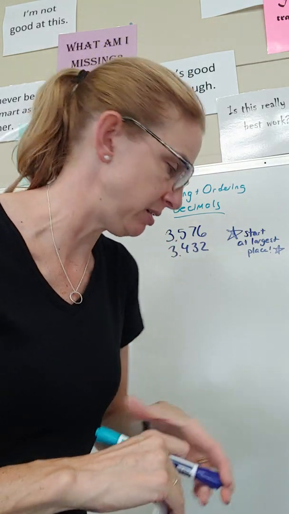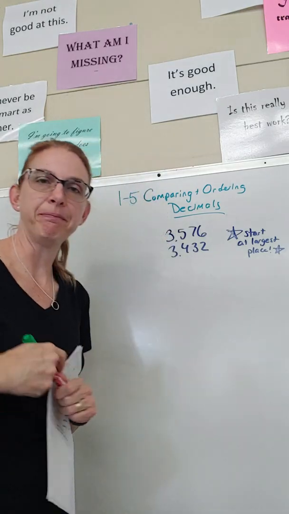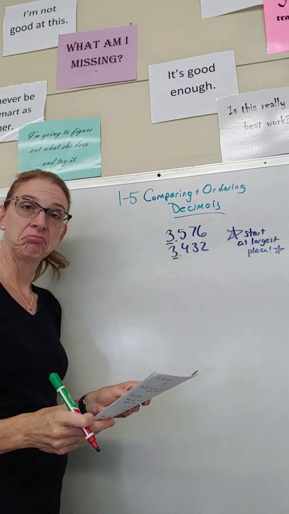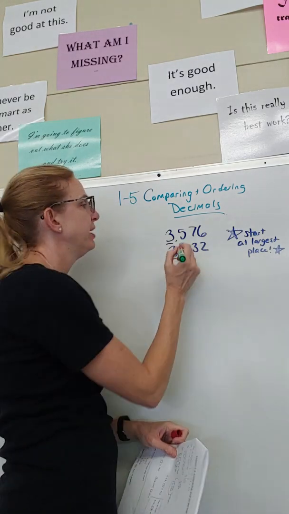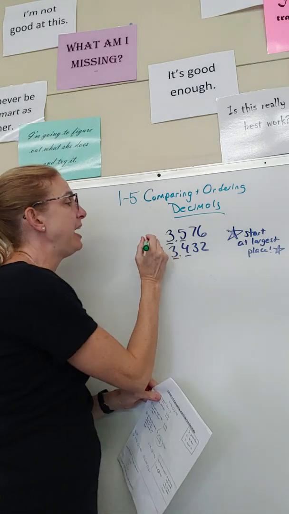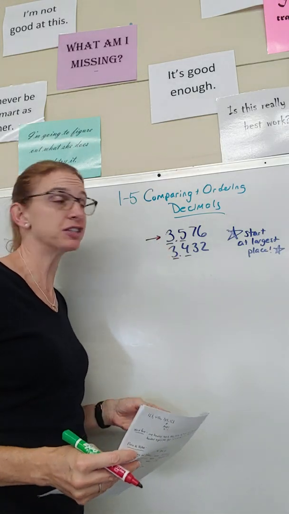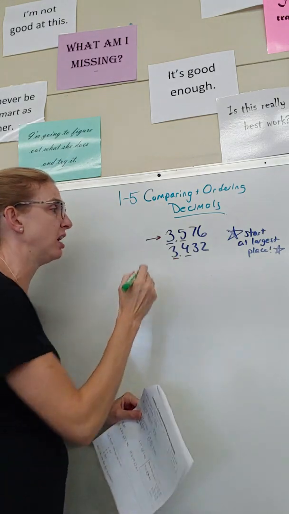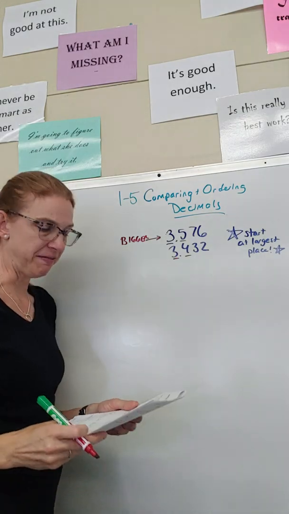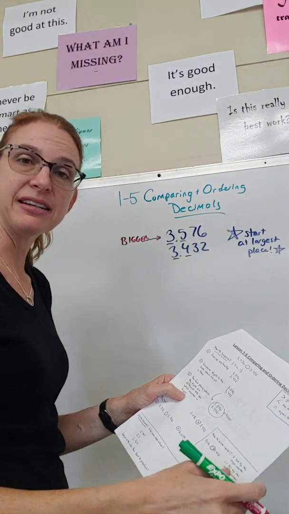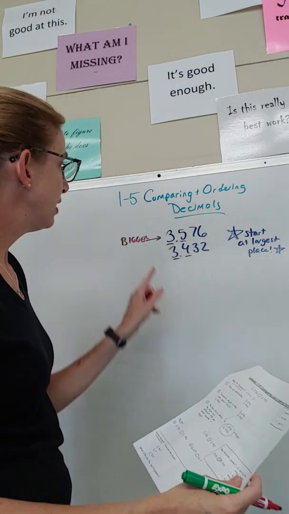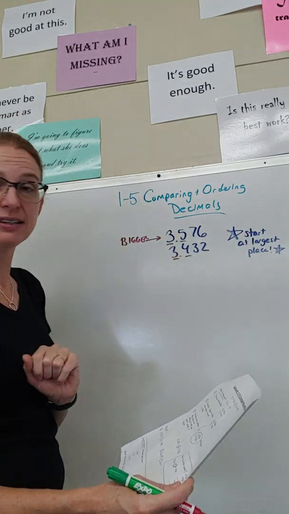I'm going to use a different color here so you'll see it'll stand out a little bit, okay? So if I start at my largest place, 3 and 3, they're the same. That doesn't help tell you which number is bigger. Then I go to my tenths place, 5 and 4. Well, this number has a 5 in the tenths place, so I'm done. I don't have to go any further. It does not matter what the rest of the digits are. This number is bigger. Okay, 3.576 is bigger. So look at step 3 because that's telling you what we just did. The place where the digits are different tells you which number is bigger. 3.576 is bigger because that tenths place digit is bigger.